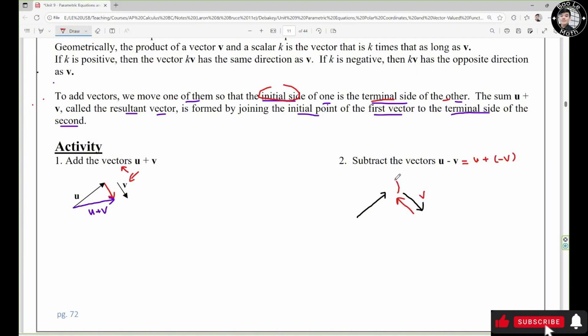So I'm gonna shift this one over here, so it could be like this. Alright, remember, to add vectors, we move one of them so that the initial point of one vector is the terminal point of the other vector, so keep that in mind. Then u minus v, right?